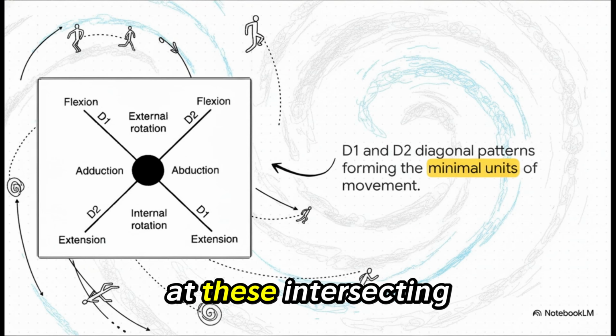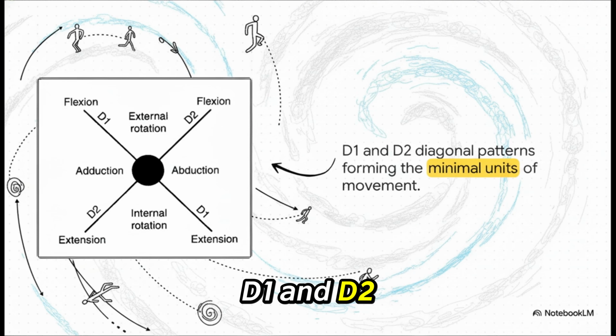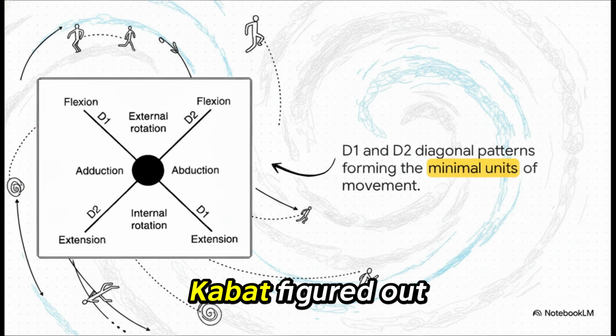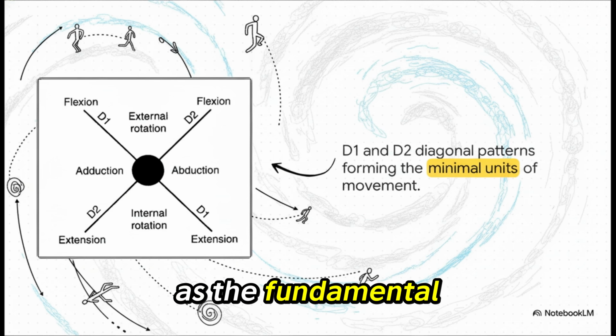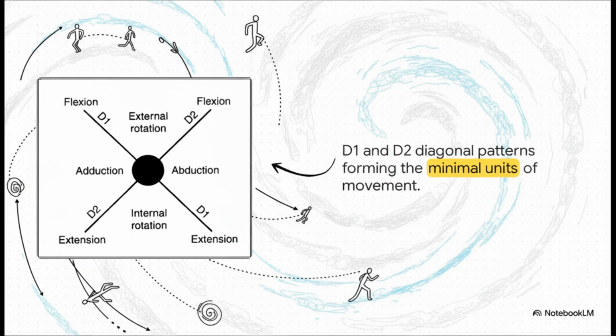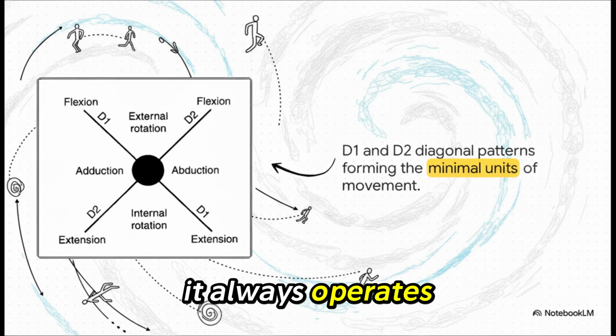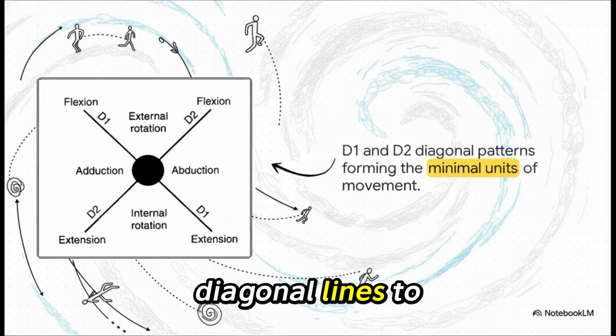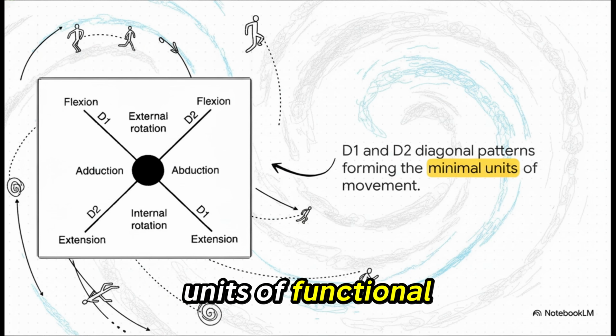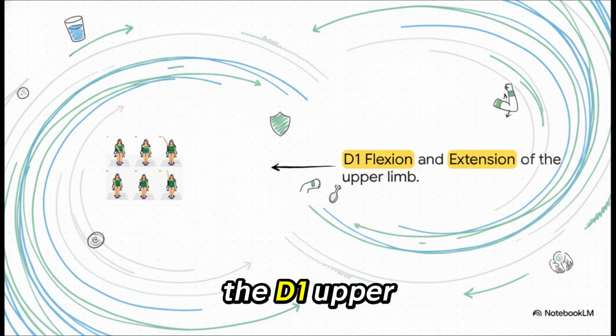Take a look at these intersecting D1 and D2 diagonal patterns. Cobbett figured out that these serve as the fundamental letters of our physical alphabet. Natural movement is literally never perfectly straight. It always operates along these precise diagonal lines to form the minimal units of functional movement. Let's look at the D1 upper limb pattern in action to really get a feel for this.